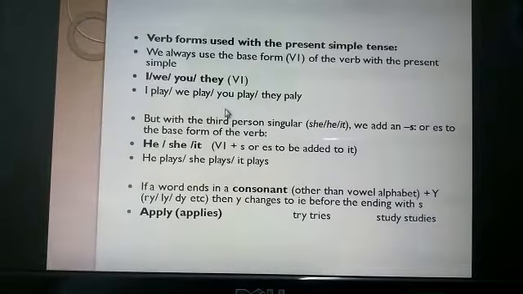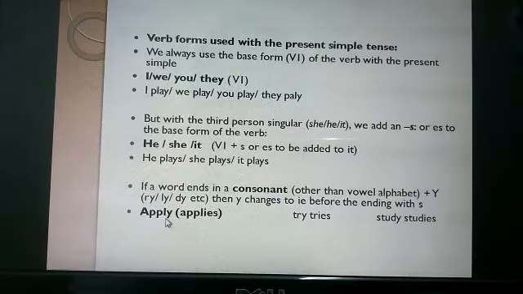So we were discussing that if the third person singular he, she and it is used in the sentence, then s or es will be added to the base form of the verb. When we look at the examples given, he plays, she plays and it plays. But now what is the general rule to let us know whether s or es will be added to the base form of the verb in the cases when he, she and it is there, third person singular?